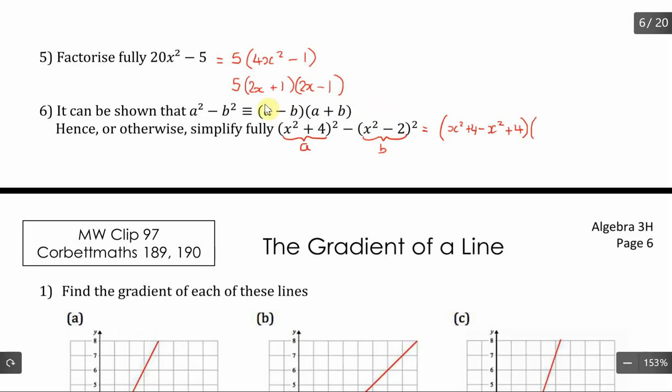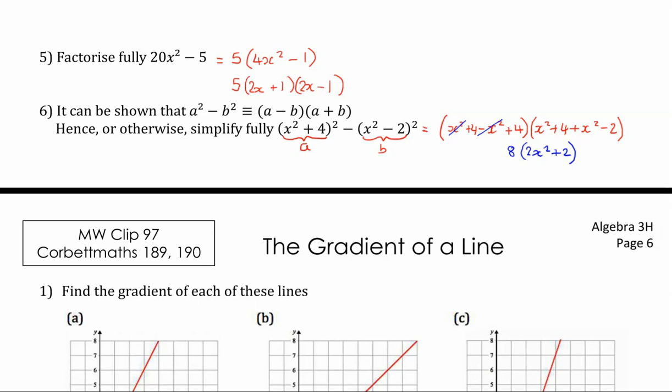Now we're going to do a plus b. So I'm going to put my a again, x squared plus 4. And I'm going to add x squared minus 2. So now to simplify those brackets, in this first one I've got x squared minus x squared, and they're going to cancel out. But I do have 4 plus 4, and that will give me 8. In my second bracket, I've got x squared plus x squared, so I've got 2x squared. And I've got a plus 4 and a minus 2, which will give me a plus 2.